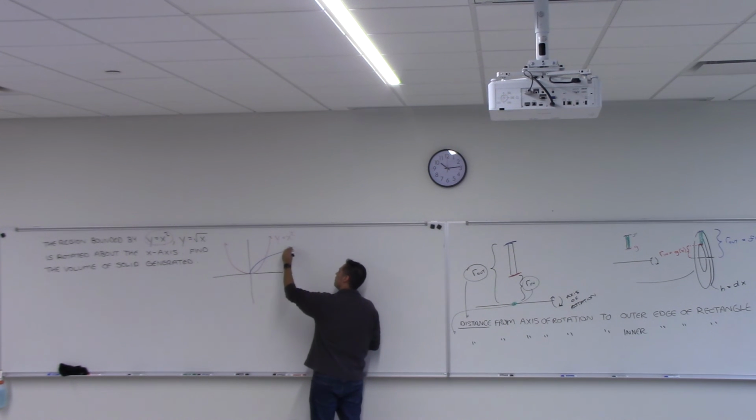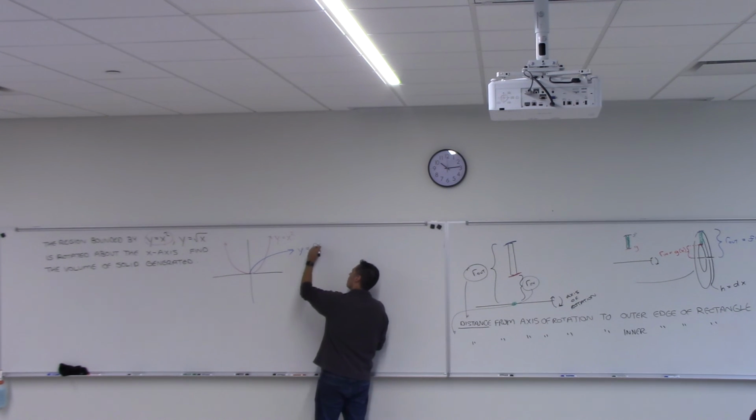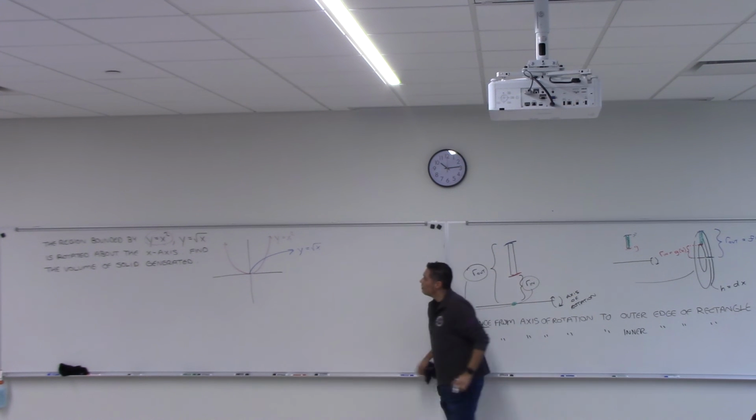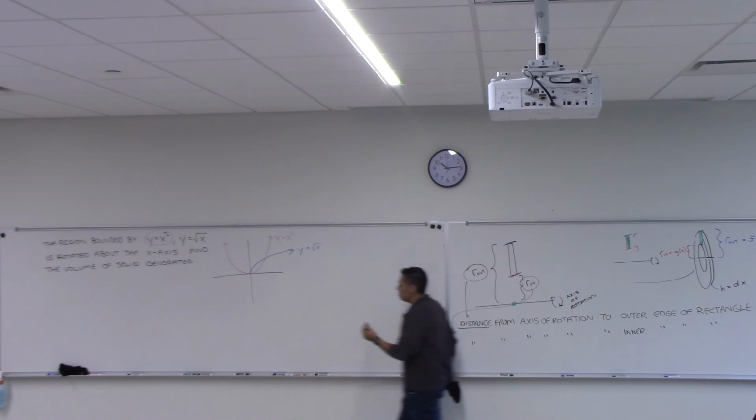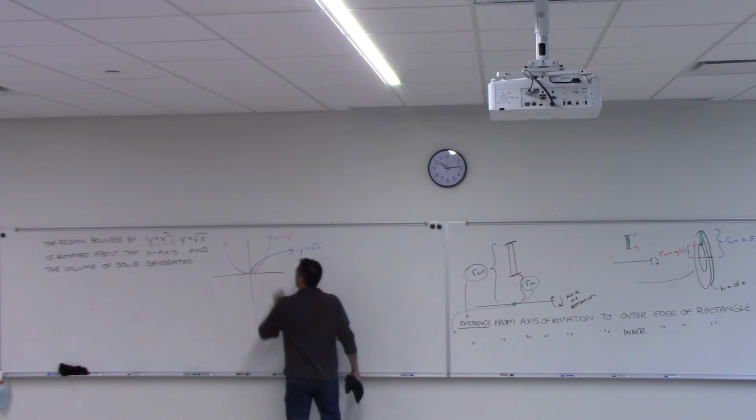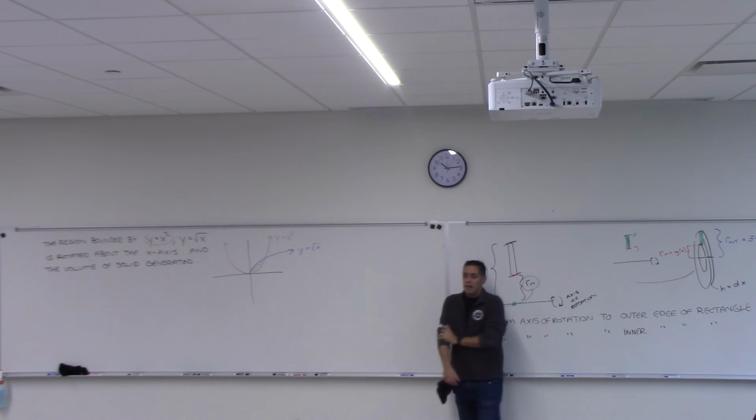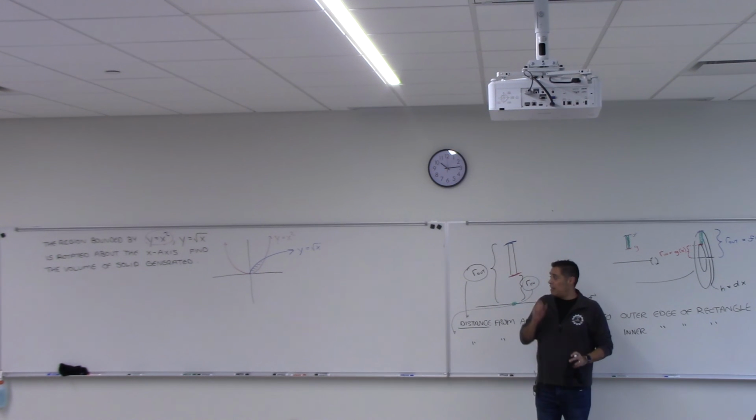All right, next function, square root of x. Looks like that. Okay. So what we've got, right? Do y'all see the region bounded by the two? Yeah, it's this little tiny region in here, right? So I'm going to take that and rotate it around the x-axis. So does it make sense to use the vertical rectangle in there?